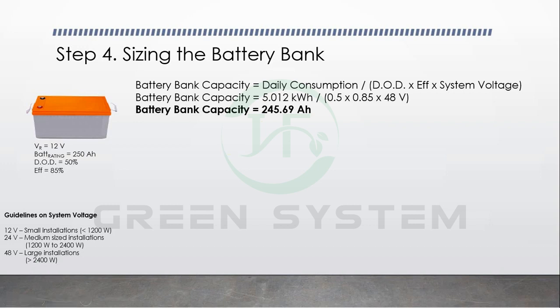Now suppose we have a battery bank right here with a 12-volt output, 250 ampere hour capacity, a DOD of 50% and efficiency of 85%. We'll need to compute for the required battery capacity.